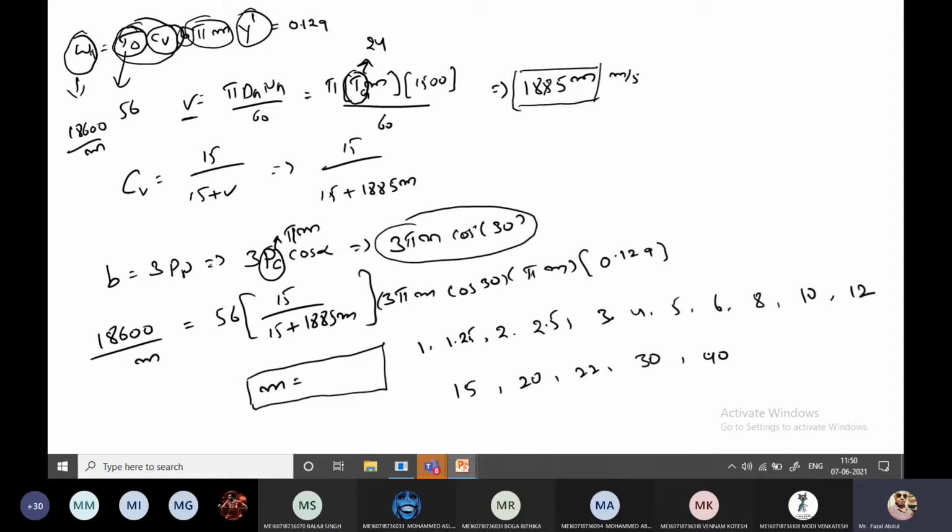After getting our calculated module value, we need to compare it with the standard values. Whichever standard value our calculated value comes nearest to, that value we need to select. So first tell me the module value, how much?